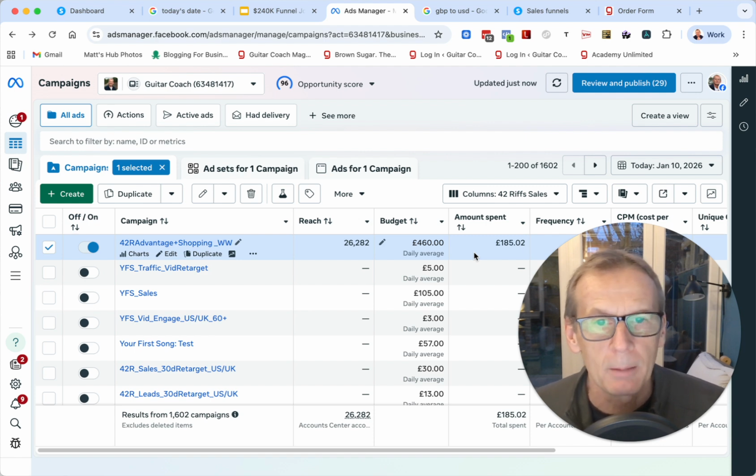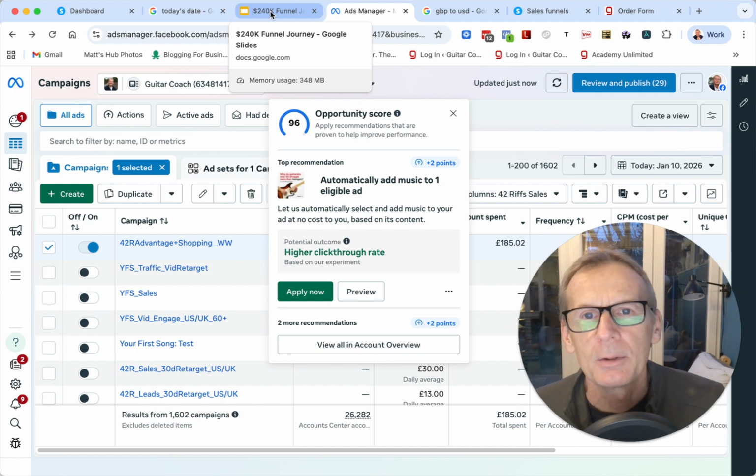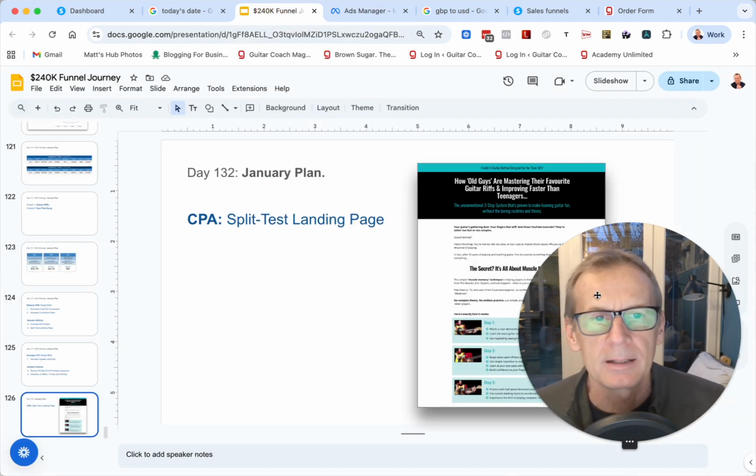Every time I look at these numbers, I find it a scary amount of money to be spending every day. I've just got to believe the numbers and the fact that we're making a lot more than we're spending. So yeah, it's always just a fingers crossed moment with all of these things. Anyway, moving on from that.